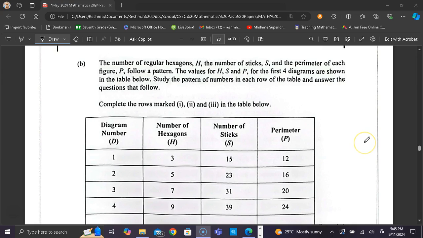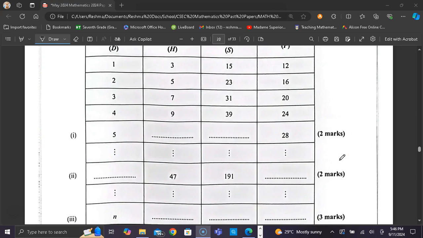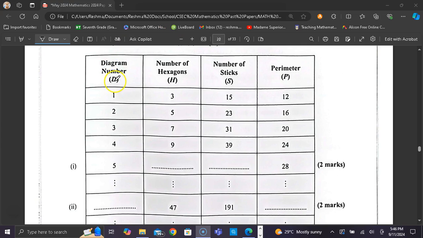So the number of regular hexagons H, the number of sticks S, and the parameter of each figure P follow a pattern. The values of H, S, and P for the first 4 diagrams are shown in the table below. Study the pattern of numbers in each row of the table and answer the questions that follow. So we have diagram number D, number of hexagons H, number of sticks S, and the parameter P. We have up to diagram 4. So for diagram 5, we need to figure out the number of hexagons and the number of sticks.